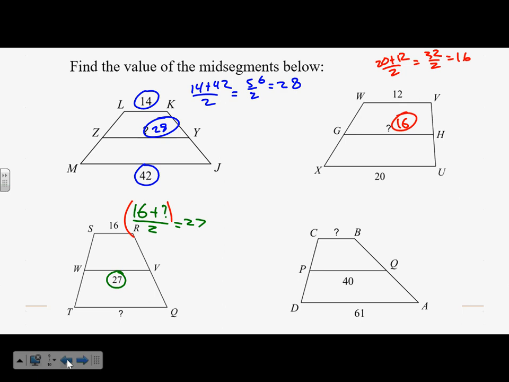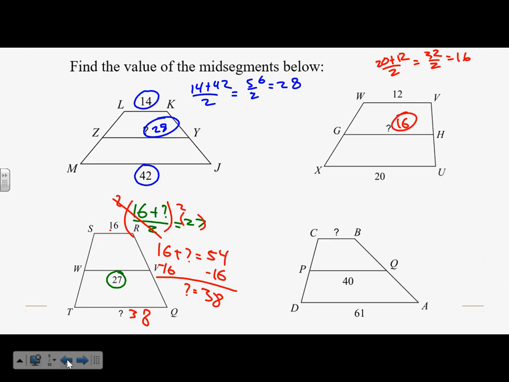Now we multiply both sides by 2. 16 plus that question mark is 27 times 2 is 54. Subtract 16. Whoops. Not divide. 54 minus 16 is 38. So if you want to double check your work, take 16 plus 38 divided by 2. That ends up being 27. If you do that in your calculator, just make sure you use parentheses.